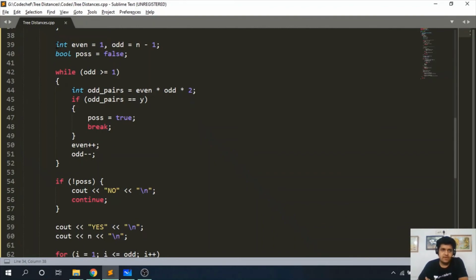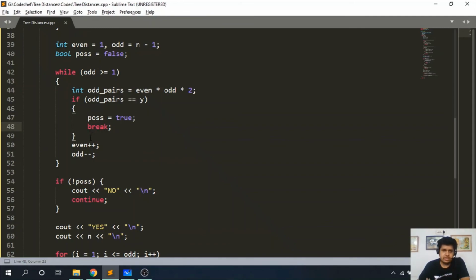Here, as I said, we first set the number of nodes in the even level to 1 and the number of nodes in the odd level to n minus 1, since there are a total of n nodes. Also our n is greater than or equal to 2, hence we have at least 2 levels. I first set this boolean variable pos equal to false. Now entering this while loop, we check if the number of odd pairs is equal to y, and how are we calculating the number of odd pairs? Number of nodes in the even level into number of nodes in the odd level multiplied by 2. So these are the number of odd pairs. If they are equal to y, then our answer is possible, and we break because we no longer need the loop.